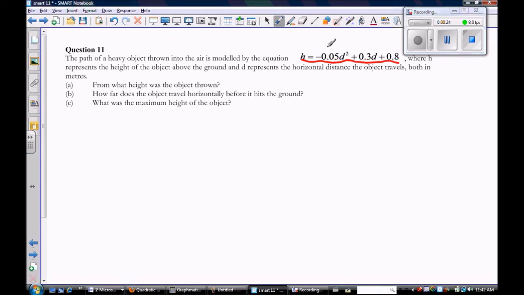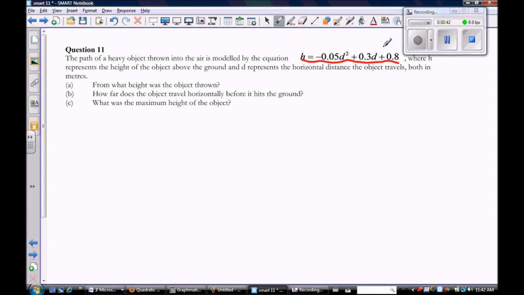So this equation is obviously quadratic. There's a squared and no other higher exponent. And it's given to me in standard form. In this equation, h represents the height of the object above the ground, and d represents the horizontal distance that the object travels, both in meters.